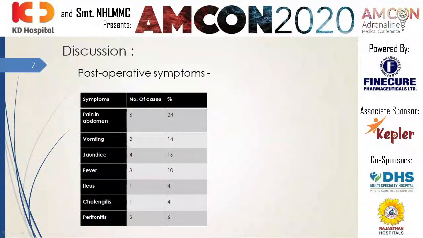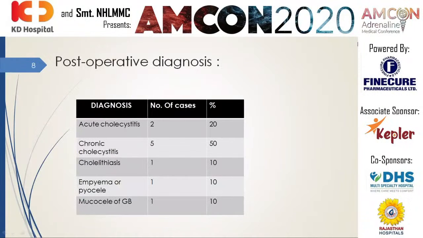Next slide, please. So now in discussion, the most common post-operative symptoms for biliary leak remain same, and the most common and earliest symptom is pain in abdomen, that is 24%, followed by jaundice, vomiting, fever. Patient may also have ileus, cholangitis, and peritonitis. For post-operative diagnosis, the incidence of chronic cholecystitis remains the higher in cases of biliary leakage. Acute cholecystitis, cholelithiasis, empyema or pyocele, and mucocele of gallbladder are also there.